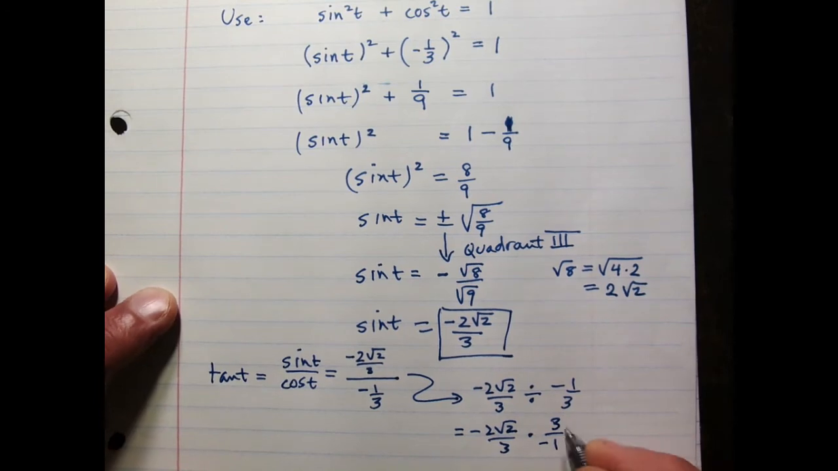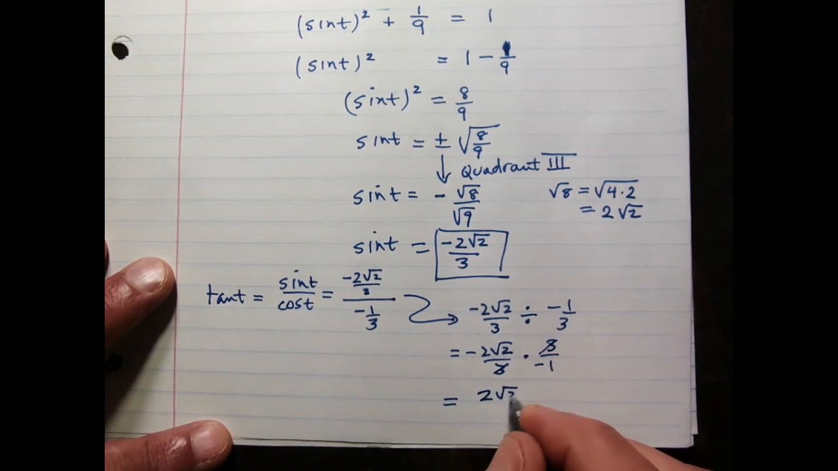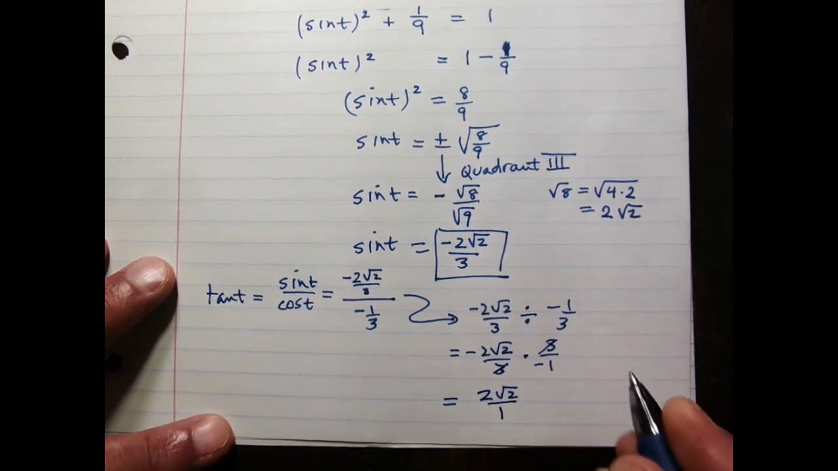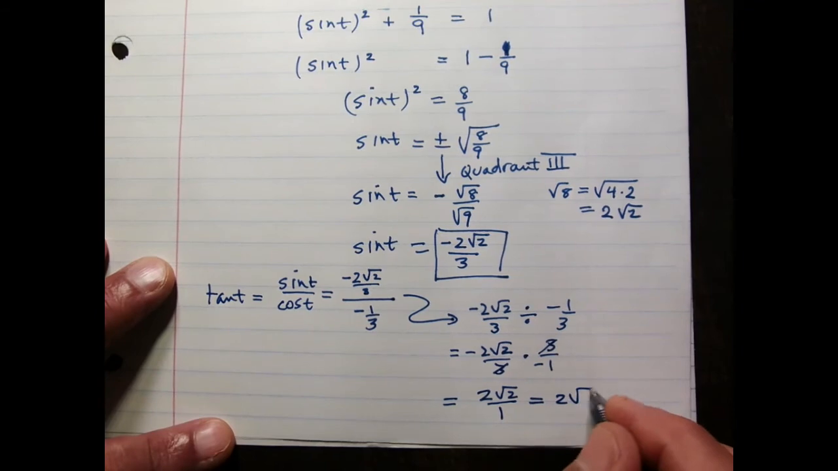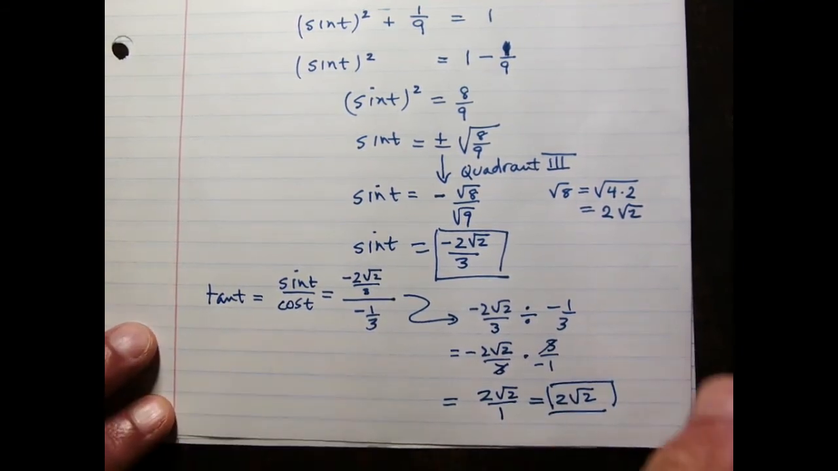Negative 2 square root of 2 over 3 times 3 over negative 1. The 3's will cancel, and I get 2 square root of 2 over 1 positive. Again, the negatives have canceled out, or just 2 square root of 2. There's my tangent of t.